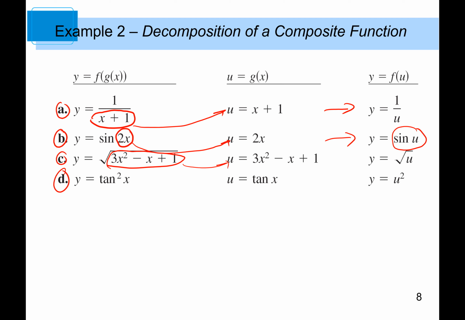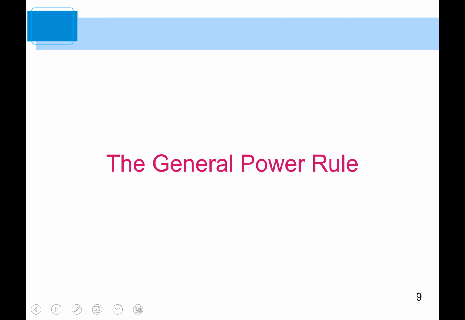The last one, y equals tangent x squared. So this is basically a composite function of x squared, and u becomes tangent x. Now you turn it into y equals u squared, which is a second degree polynomial or quadratic equation. Okay. Now let's take a look at the general power rule.